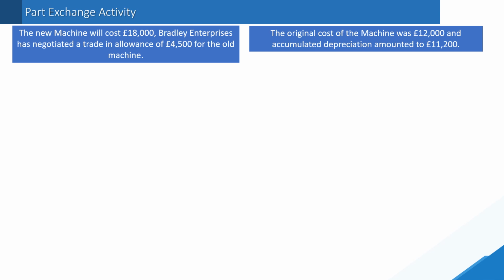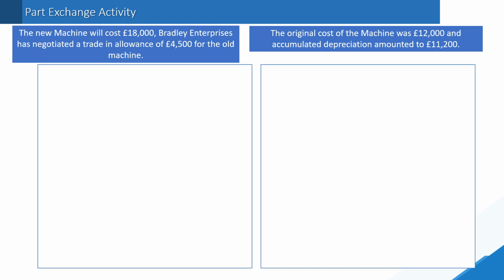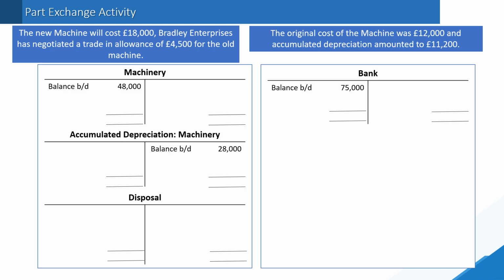We'll remind ourselves of the question. We've got our information concerning our new machine and our trading allowance. We've also got information concerning the original value of the machine and the accumulated depreciation associated with that. We have our ledger account balances: our machinery and our accumulated depreciation account. That disposal account is there again because remember, it facilitates the disposal, the part exchange of a non-current asset. And of course we'll have the bank because we have to pay the balance from there.